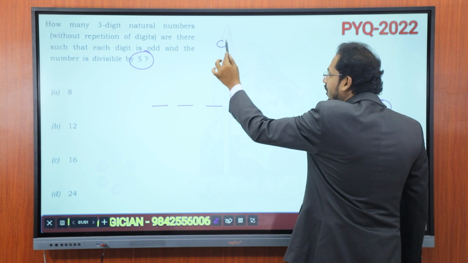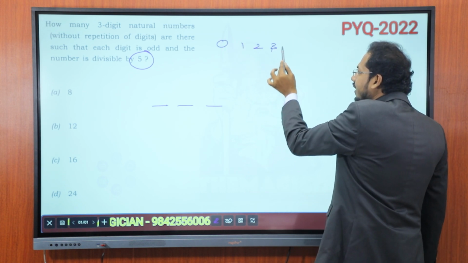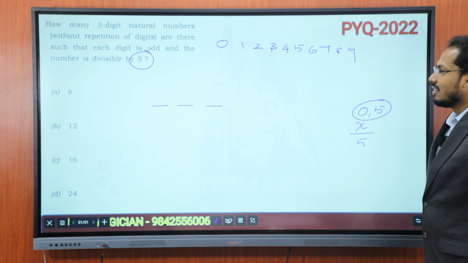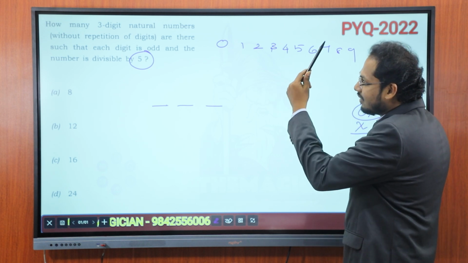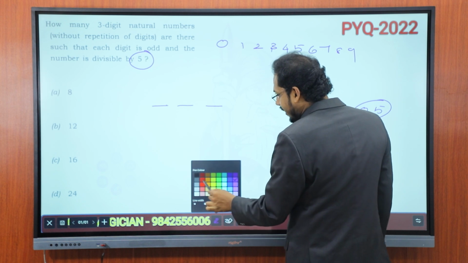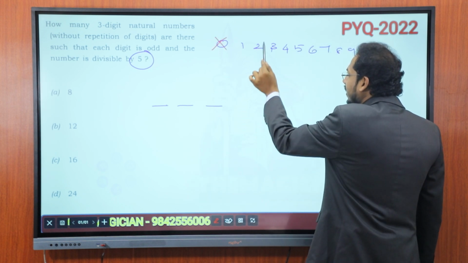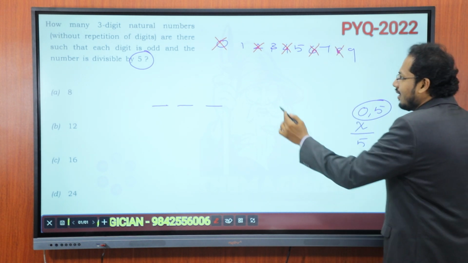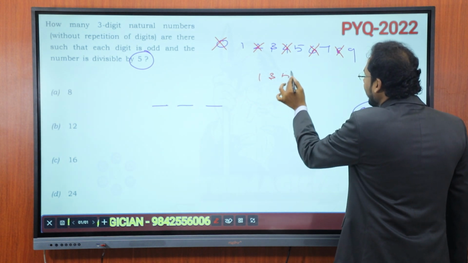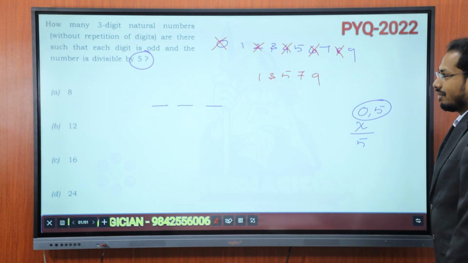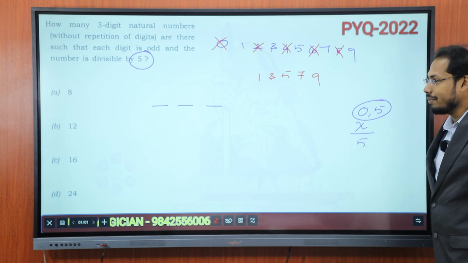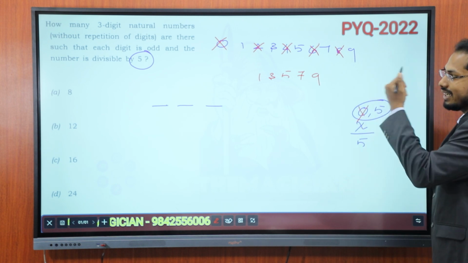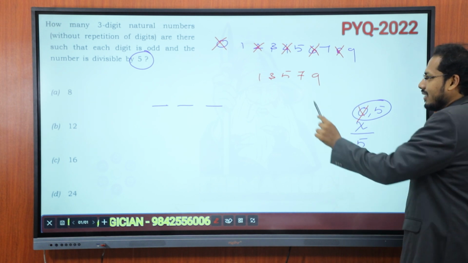So the digits are 0, 1, 2, 3, 4, 5, 6, 7, 8 and 9. These are all the digits, 0 to 9, and they need only the odd numbers. So first pick only the odd numbers. I don't need 0, 2, 4, 6, 8. So the remaining numbers are 1, 3, 5, 7 and 9, right? Now the number should be divisible by 5. That means in the last place I need either 0 or 5. Here 0 should not be used because they need an odd value. The only choice is 5.